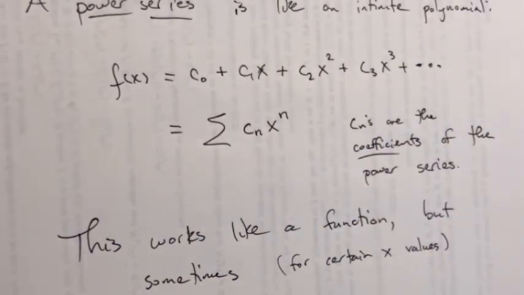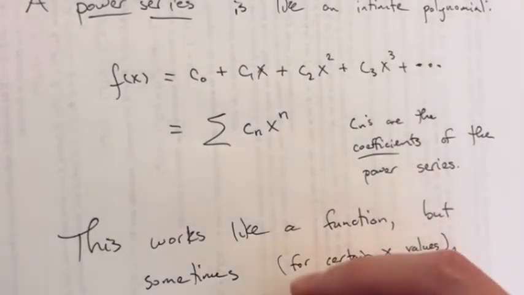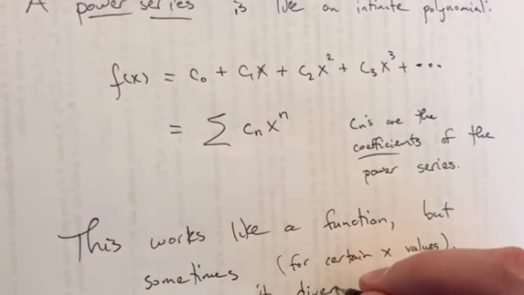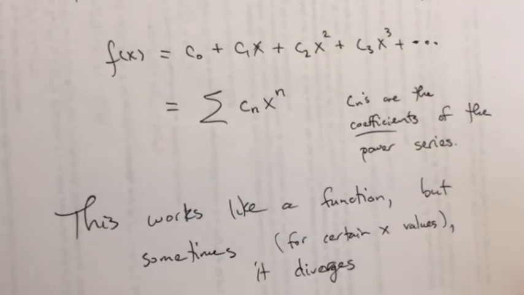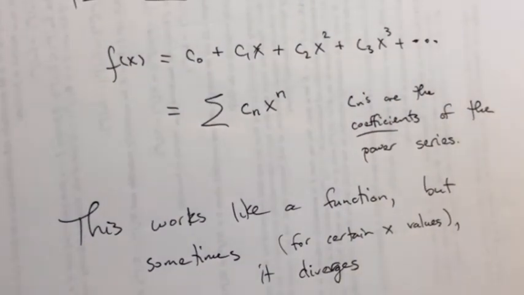Sometimes, that is for certain x values, it diverges. So this is like a function where you can plug in any x you want and you get an answer, although sometimes the answer is just, it diverges. You don't get a real answer, all right? This is a power series.